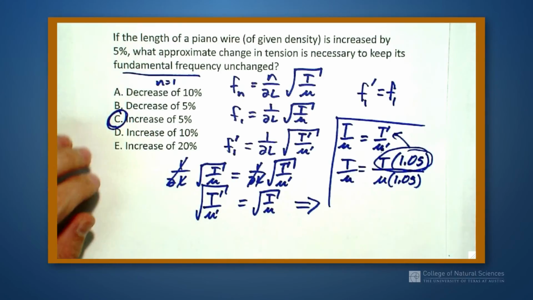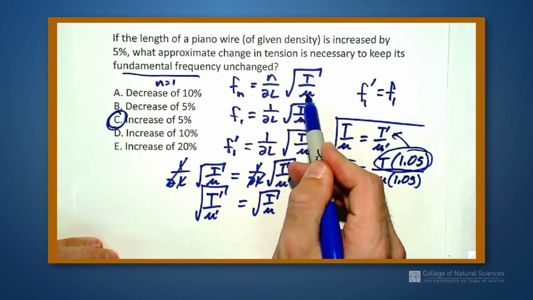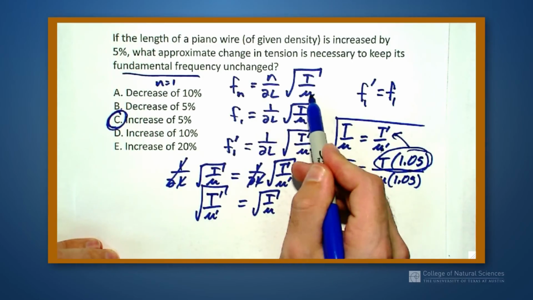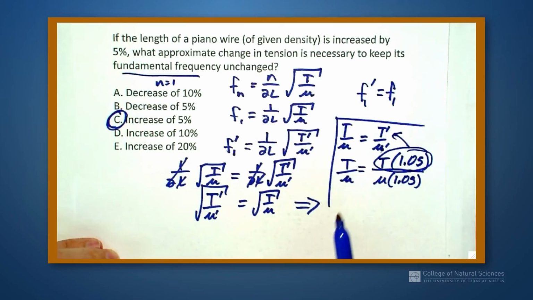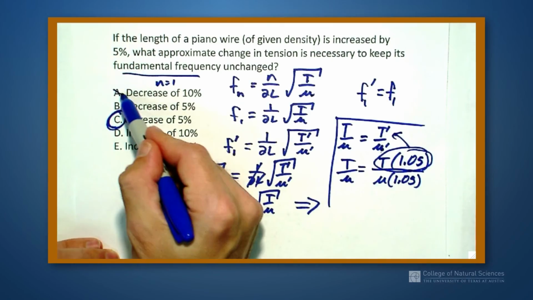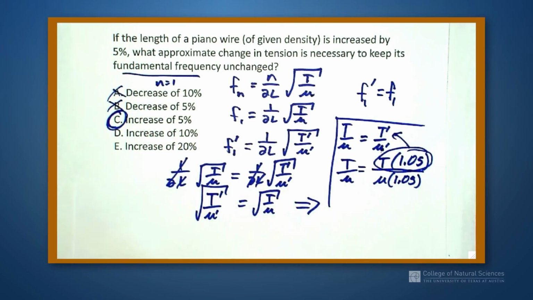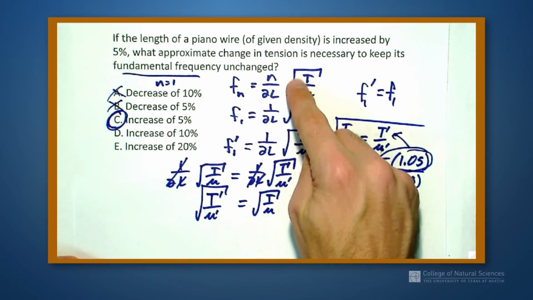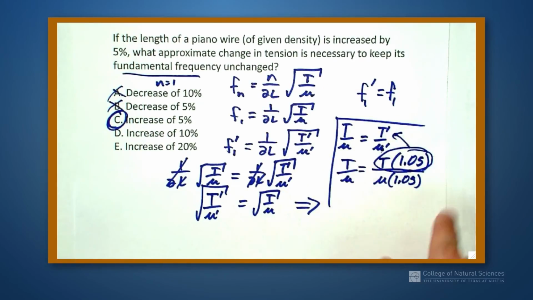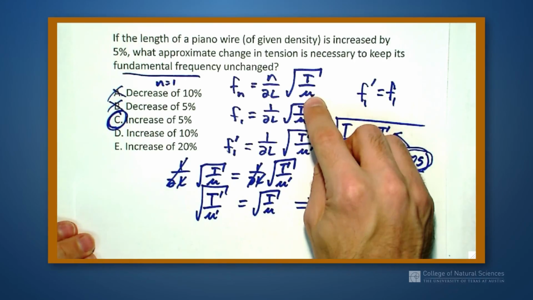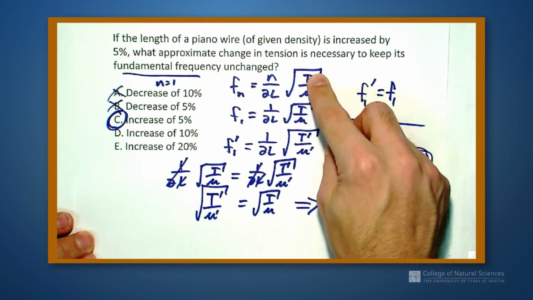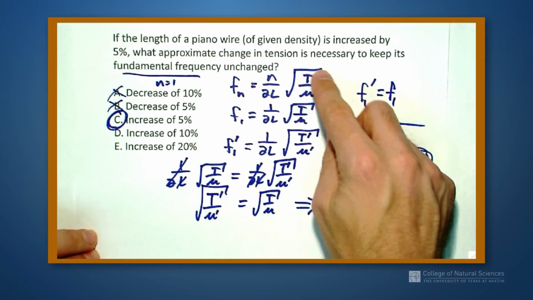Some of these should have been kind of easy. Once I get our original equation, if I don't want f of n to change and I increase mu, I know I have to increase T as well. So the decreasing options are two answers that we probably could have instantly thrown out. I would be safe to work out the whole problem, but you could actually reason it out: if mu increases by a certain amount, T has to increase by a certain amount as well, because they're both under the square root.